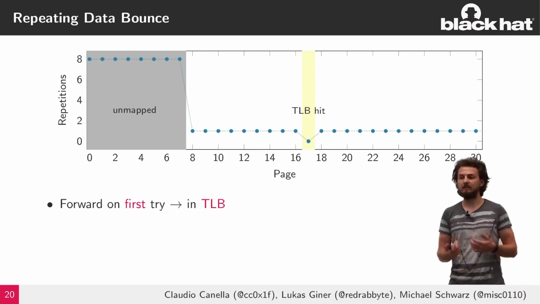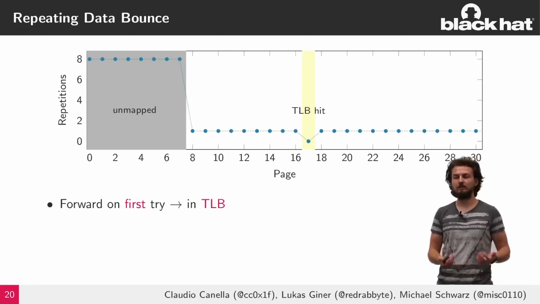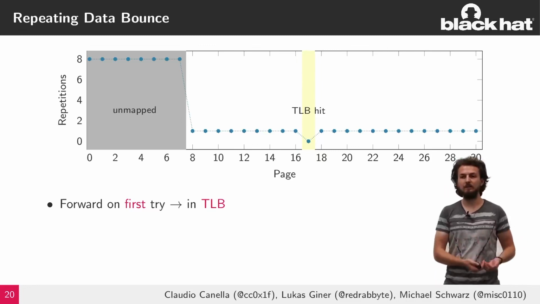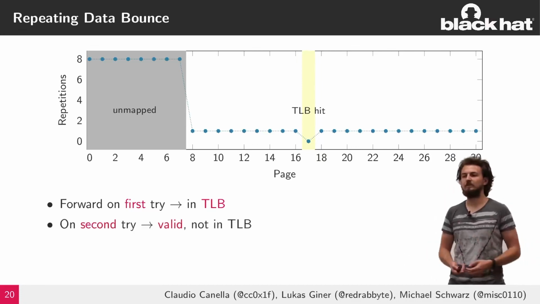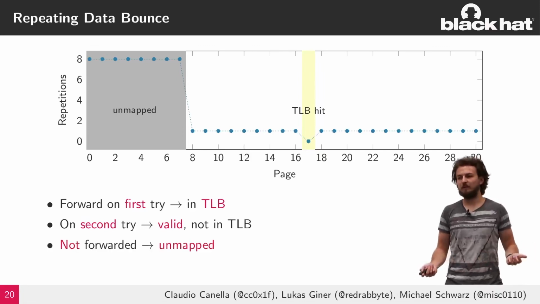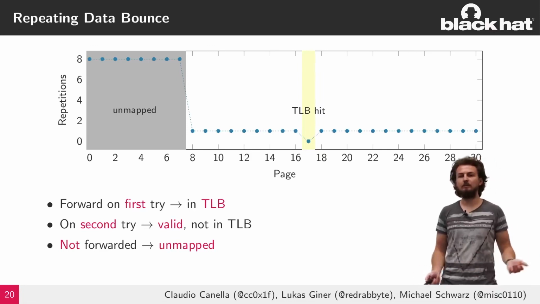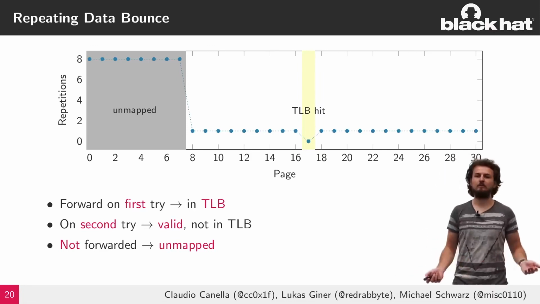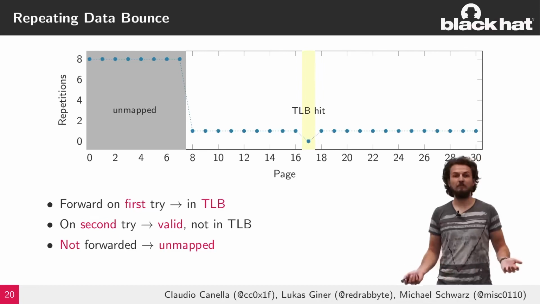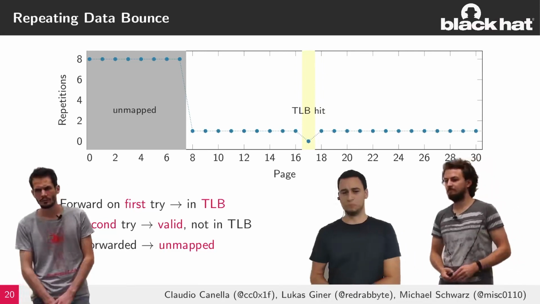If we get our data back on the first try, so it's forwarded on the first try, we know that this is in the TLB, so it has been recently used because we know the physical address. If we get it on the second try, we know it's valid, but it's not in the TLB. And in the final case, we don't get any forwarding no matter how often we try it. Then we can infer that this address is unmapped. It's not valid.